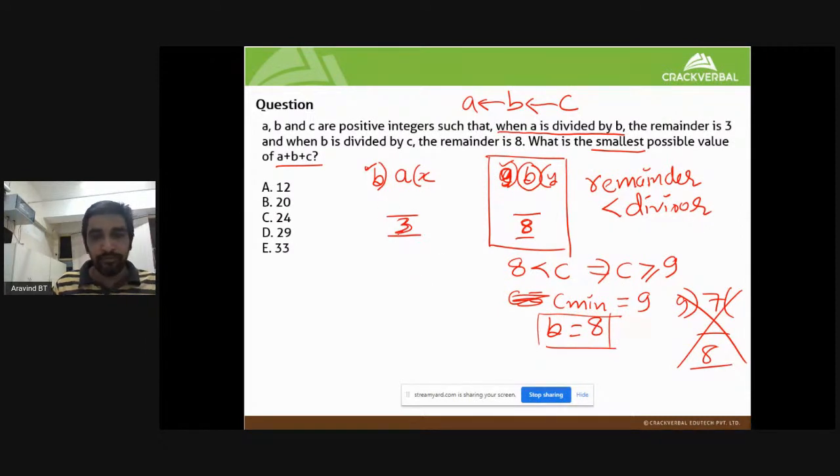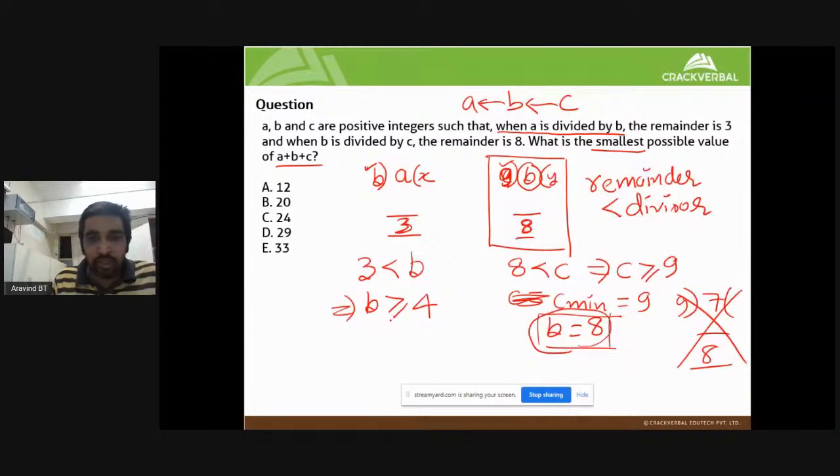Let's figure out. Using the same concept, you know that the remainder 3 has to be less than B. Remainder has to be smaller than the divisor. Therefore, you know that B has to be more than or equal to 4. So is 8 an allowed value?